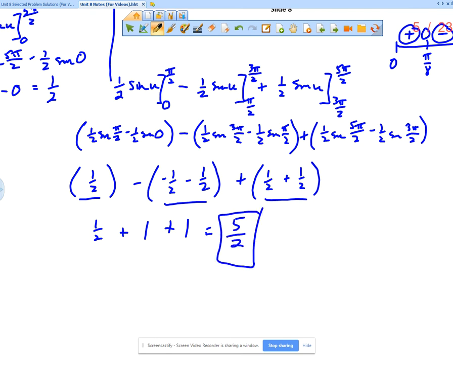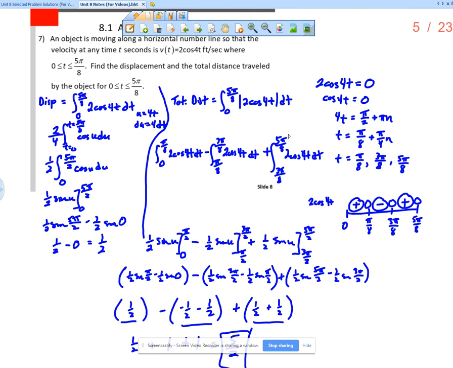And so there is a lot of stuff that you have to know in order to do this correctly: unit circle, u substitutions, integrals, sign analysis, all of that. But that is finding the displacement and total distance traveled.